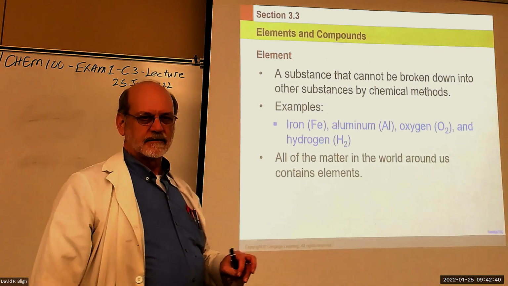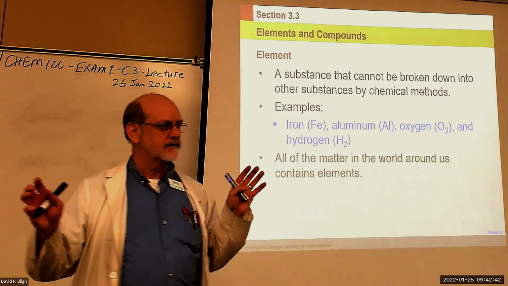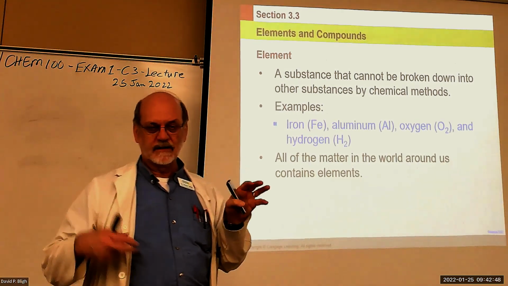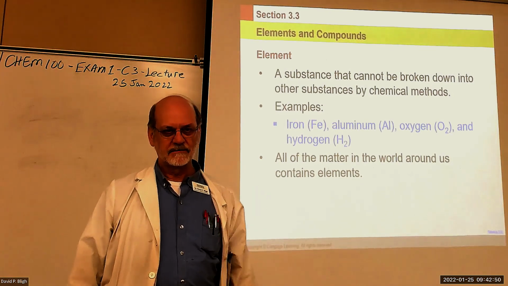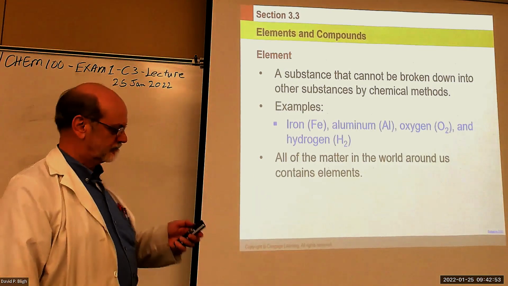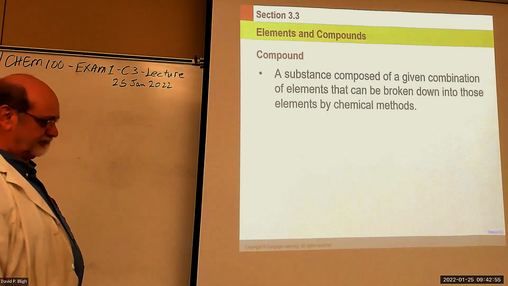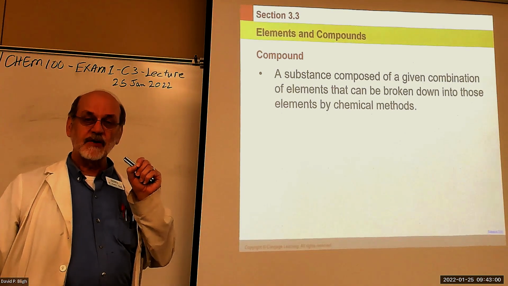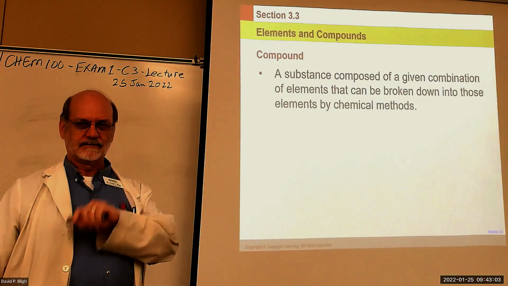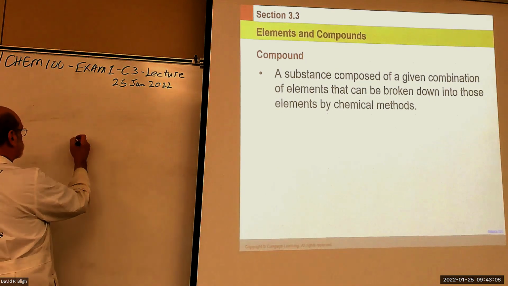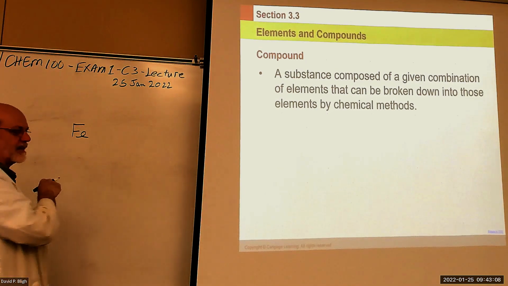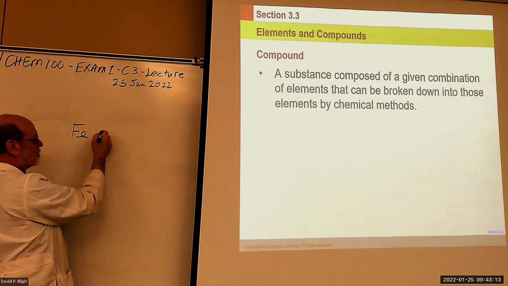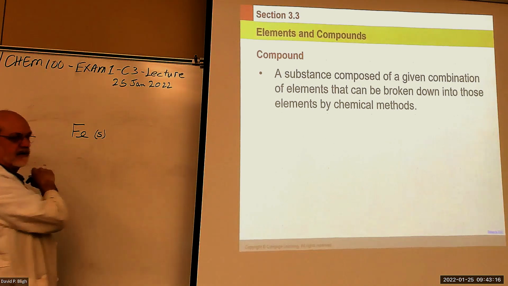Everything you can see, feel, hear, taste, whatever, everything is composed of elements in some form or fashion. Now, if it is a pure element, then it's composed of only one type of atom. For instance, iron. One type of atom, no matter how much of that stuff you have, there's only one type of atom in there. Say it's room temperature and pressure, it'll be a solid.